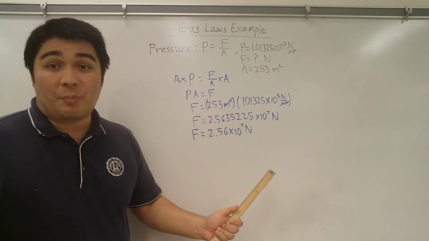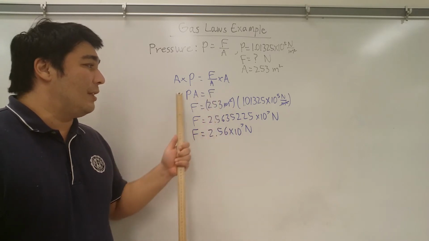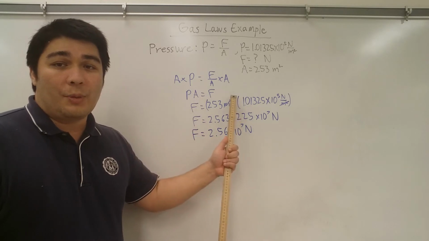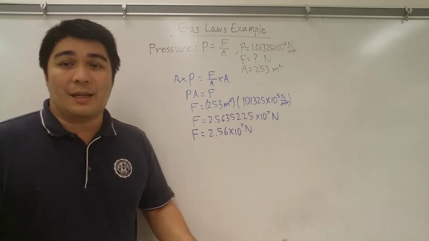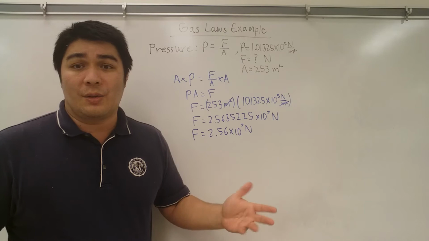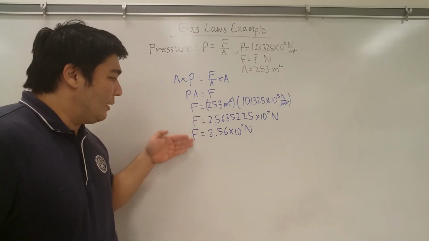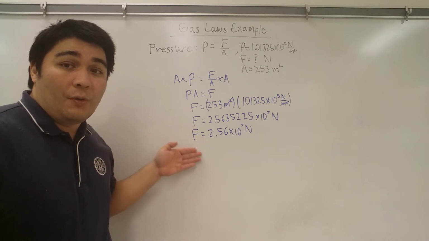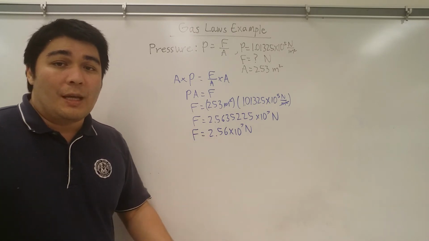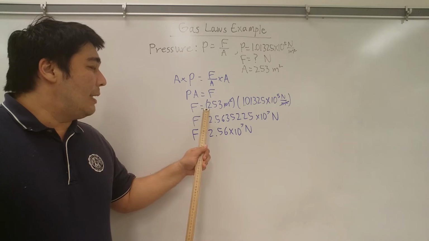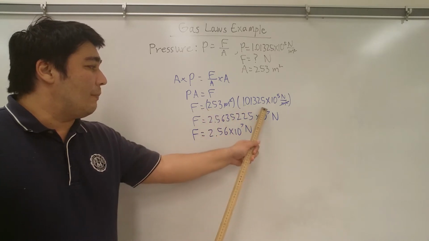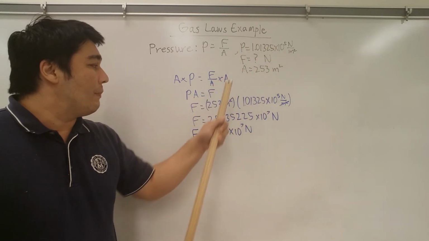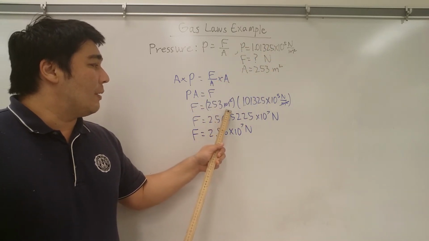Now I use the reflexive property and say I want my force on the left side, and so I just move the force over to the left side and move the pressure times area to the right side. That's mostly for convenience, so it's a little bit easier to follow the logic of the mathematical flow of what I've done to get to my answer. Now what I'm going to do is plug in all of my numbers that I got from over here. So area is 253 square meters.